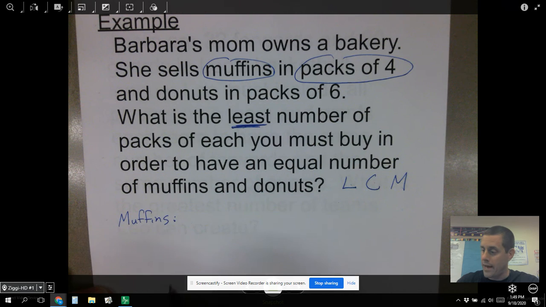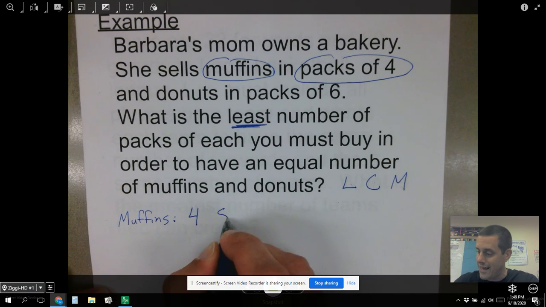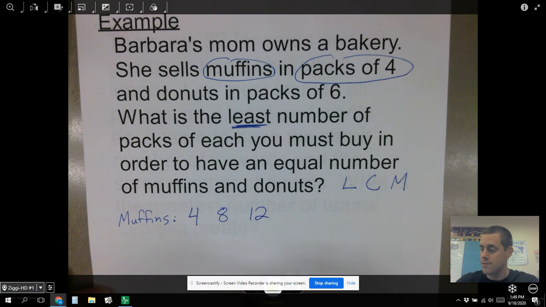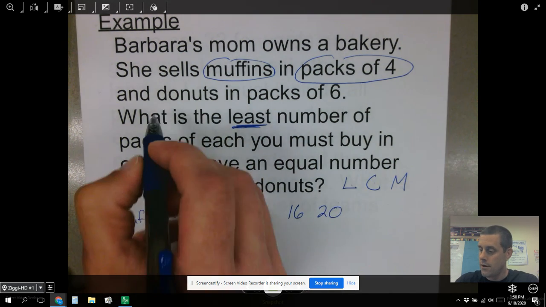So if I buy 1 package of muffins, that would give me 4 muffins. If I get 2 packages, I would get 8 muffins. 3 packages, 3 times 4 would give me 12 muffins. 4 packages would be 16. 5 packages would be 20. On to the donuts next.